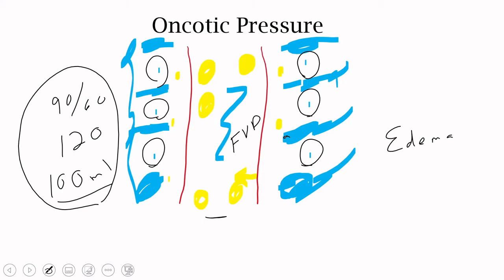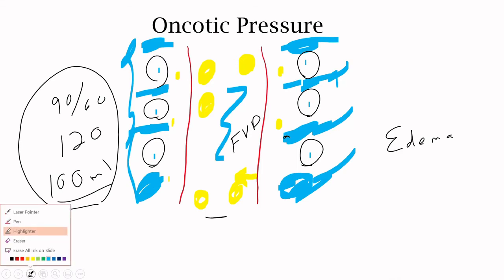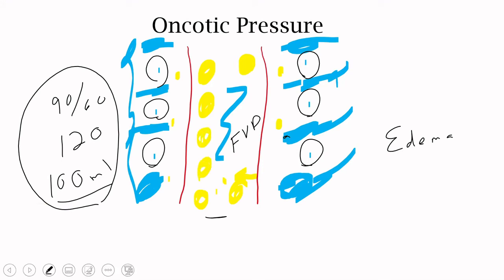So we could do isotonic just to temporarily fix the problem of fluid volume deficit in the intravascular space, or we could give them a colloid to actually try to increase the oncotic pressure and pull it back from the interstitial into the intravascular. So if I were to give them albumin, for example, that would increase the oncotic pressure and pull fluid back into the vascular space.